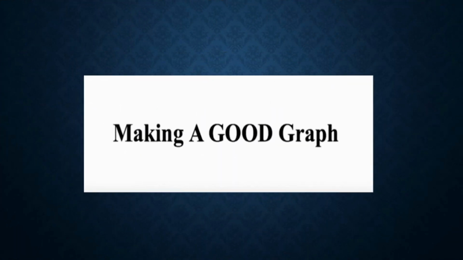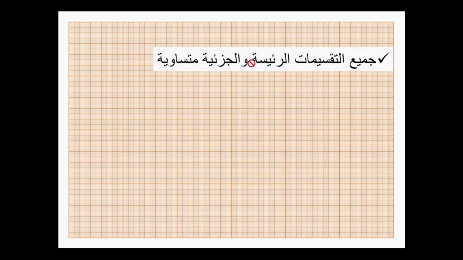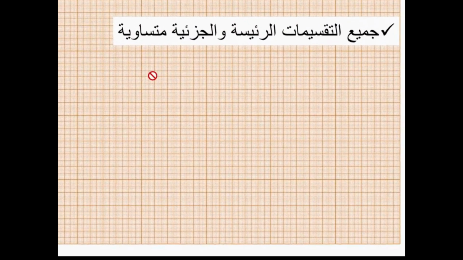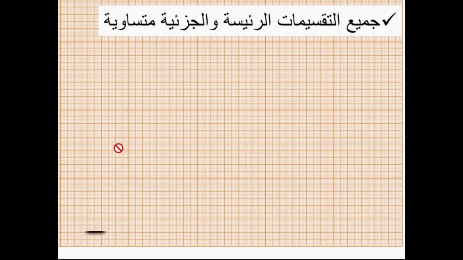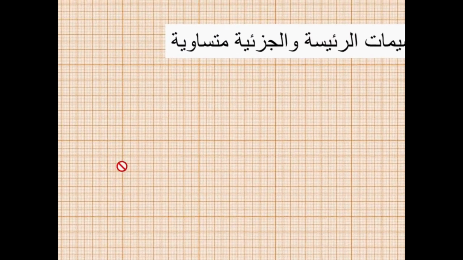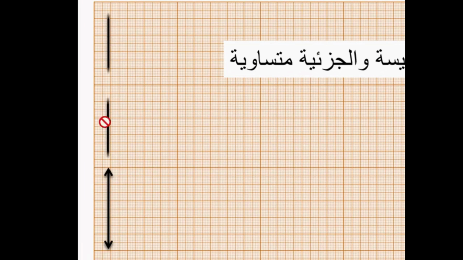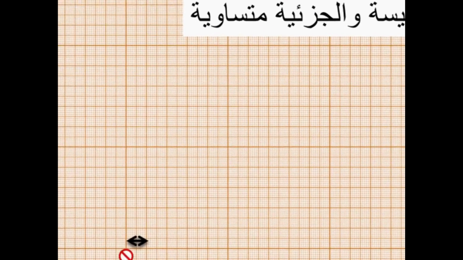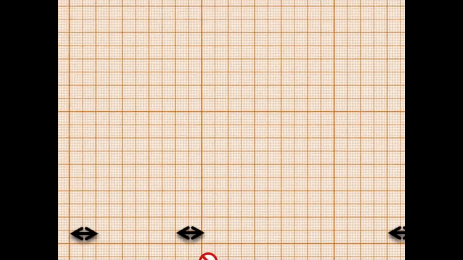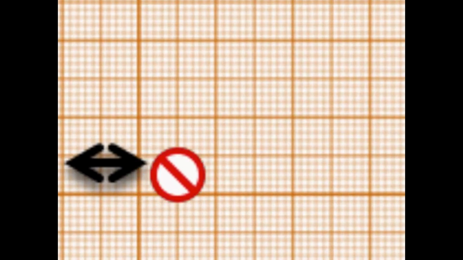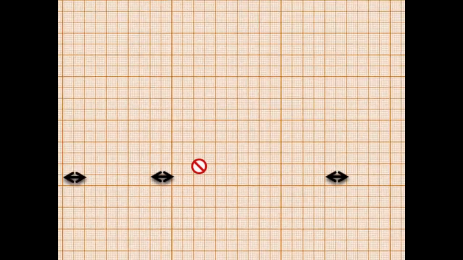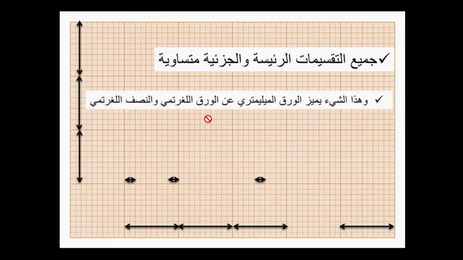Making a good graph. In this lesson, we will introduce you to the graph millimeter paper. Learn about the shape of the paper. It will look like this and can be obtained from libraries. Advantage of this paper: all measures and subdivisions are equal.